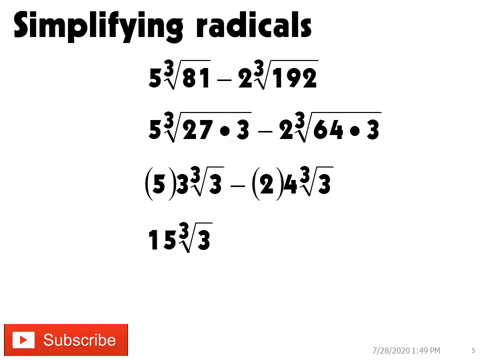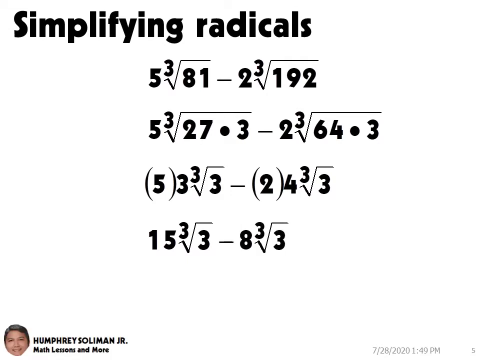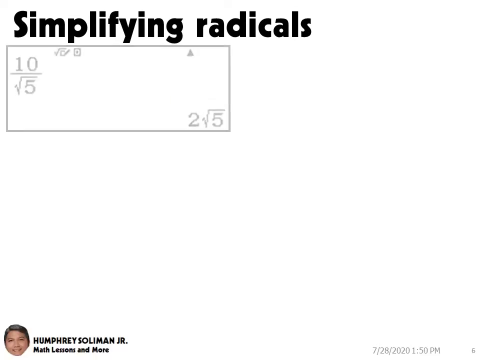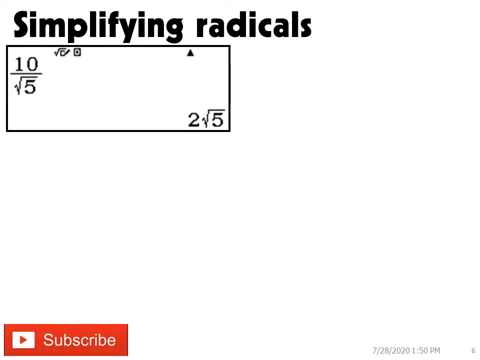Same with the 2 outside the cube root, this will be 2 times 4, and this will be equal to 8. So, 15 minus 8 is equal to 7. And the answer is 7 cube root of 3. Having fractions with radicals in the denominator will introduce a different process.